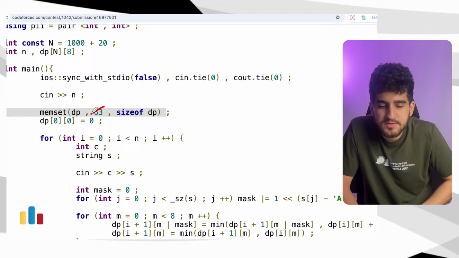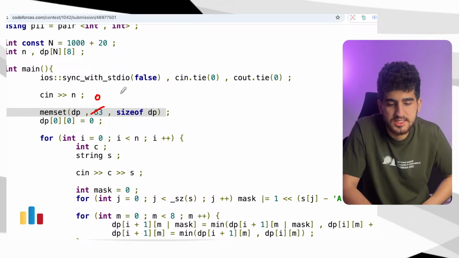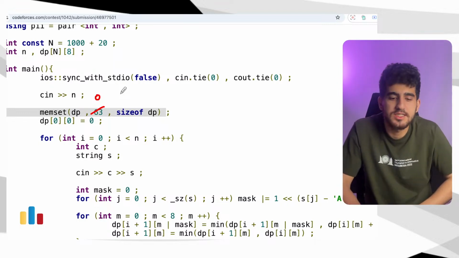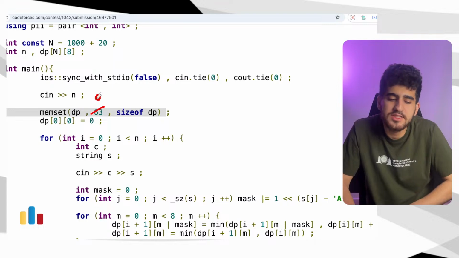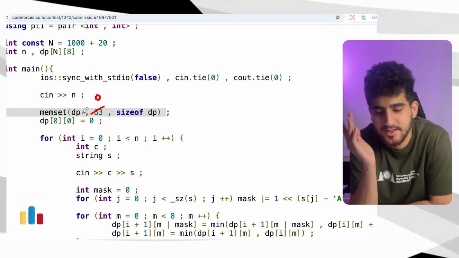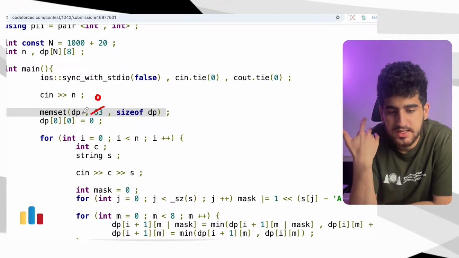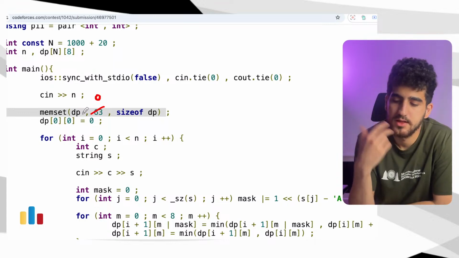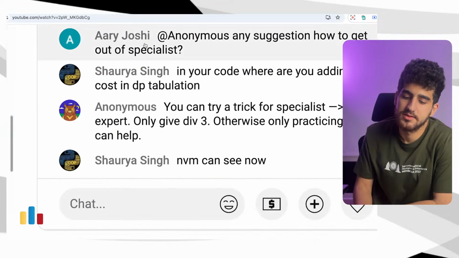Memset is usually used when you want to set all the values to 0 or all the values to -1. That's most of the cases that you want to use it, but usually it's used only for 0. When you say memset DP, 0, size of DP, you set everything to be 0. When you use 63, for example, like in this code, I'm making them a very big number.